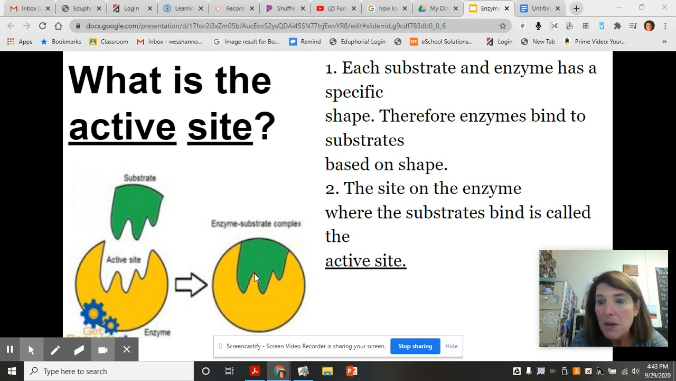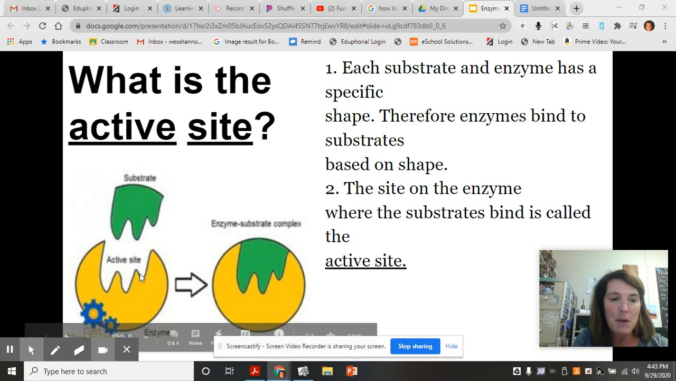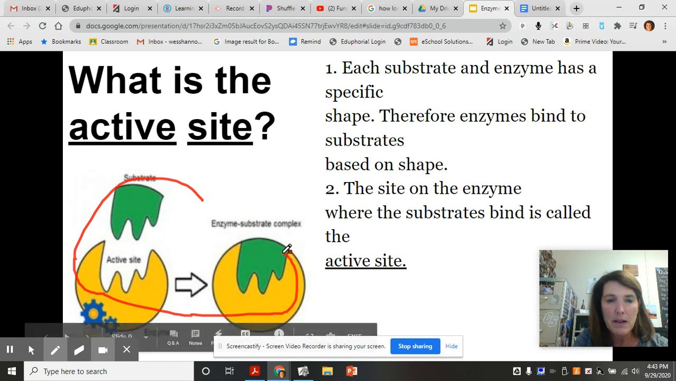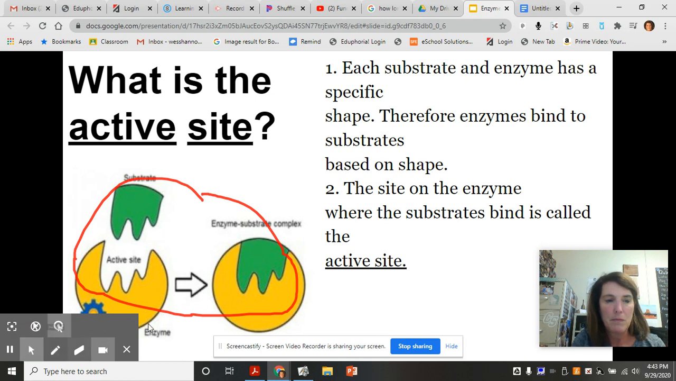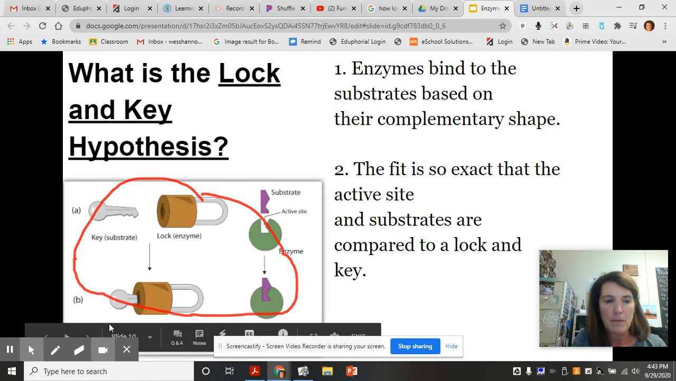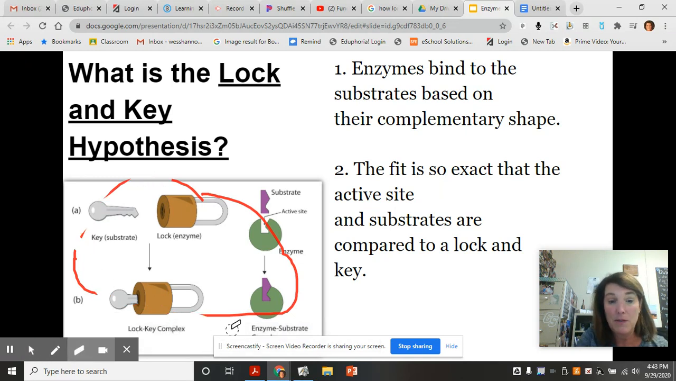Now, knowing what a substrate is, a substrate and an enzyme are kind of like puzzle pieces, and they will bind together at a specific place. If I look over here at this picture, they kind of look like puzzle pieces if you think about them. And the place where they match up is called the active site. Oh, that's a good picture for you to see too.